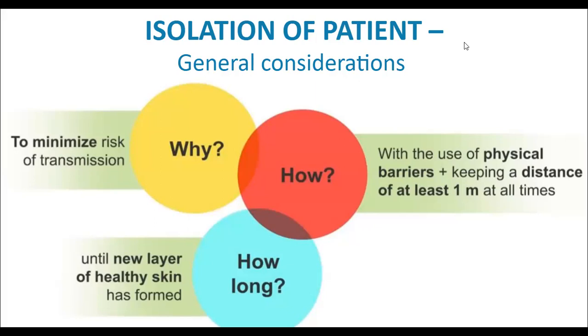So in case of monkeypox disease, we have to consider why, how and how long a patient has to be isolated. So why are we isolating a patient of monkeypox disease? To minimize the risk of transmission from person to person. And how? With the use of physical barriers and keeping a distance of at least 1 meter at all times. And how long? Until a new layer of healthy skin has formed. So until the patient is considered to be recovered, we have to isolate the patient.